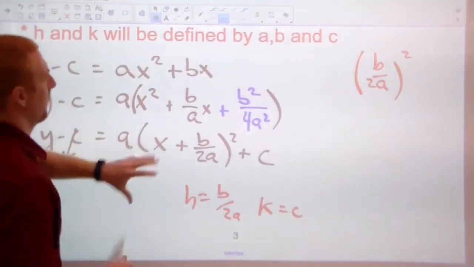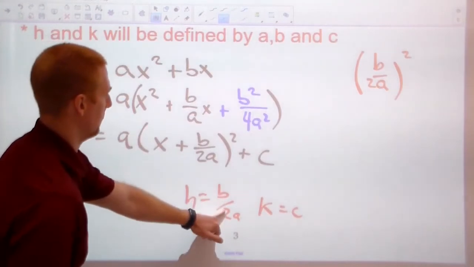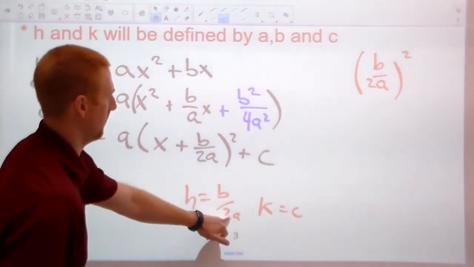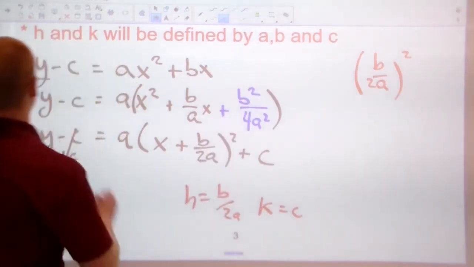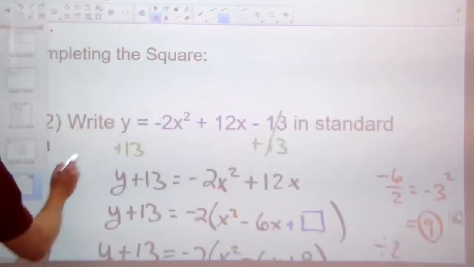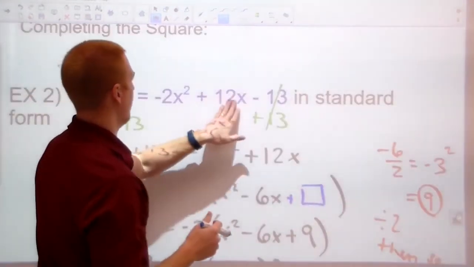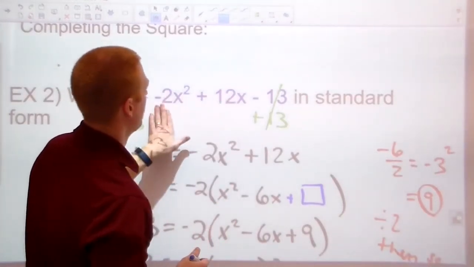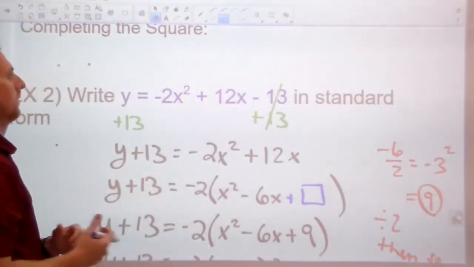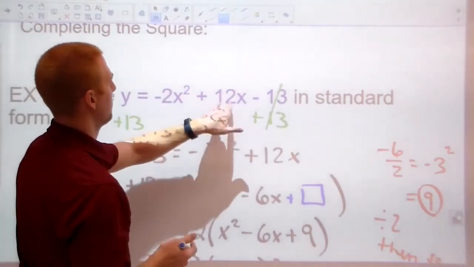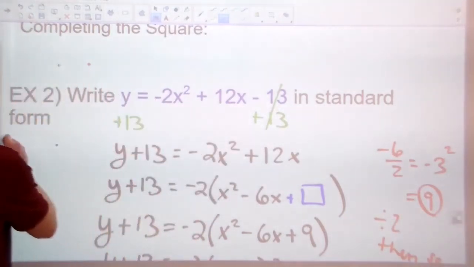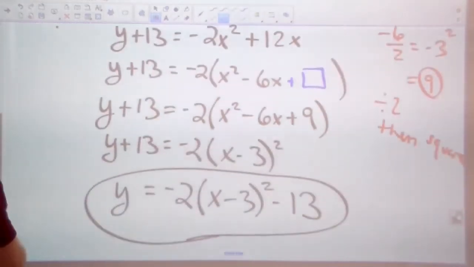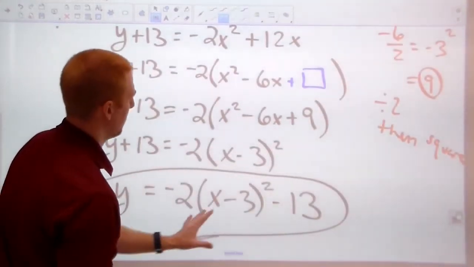So I did ask you to check with example 2. Let's see if that's how it unfolds. Let's see if the h value is b over 2a. Let's see if the k value is c. So let me run back. So b divided by negative 2a, that's going to be our h value. So 12 divided by -4 would be 3. Now, one little catch here, or I'm sorry, it was -3.